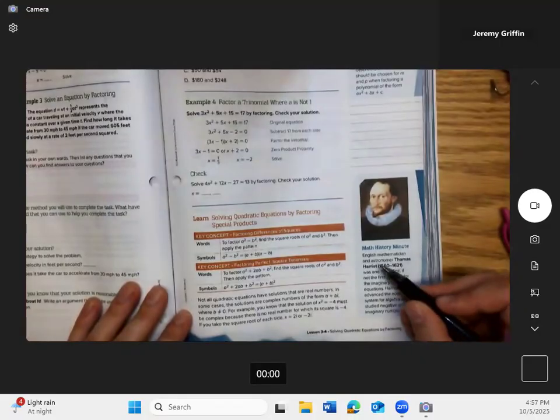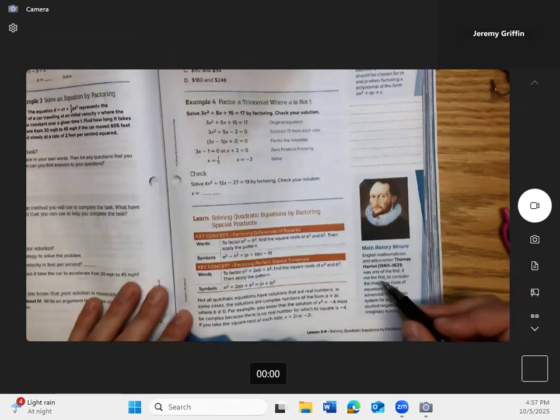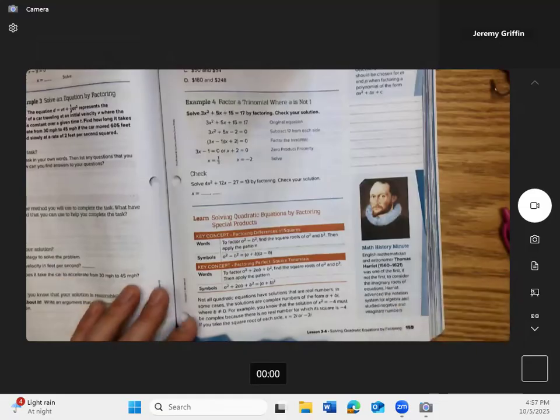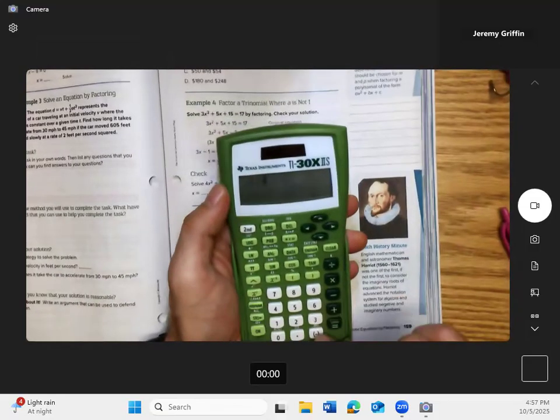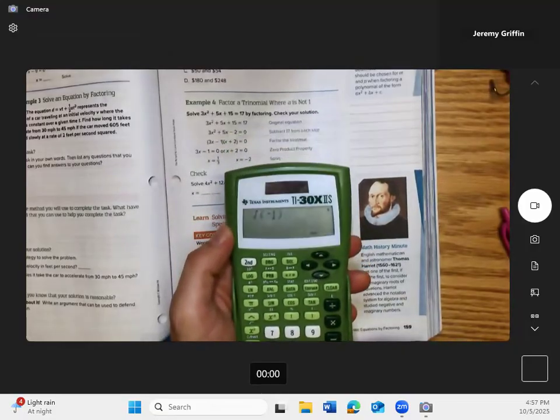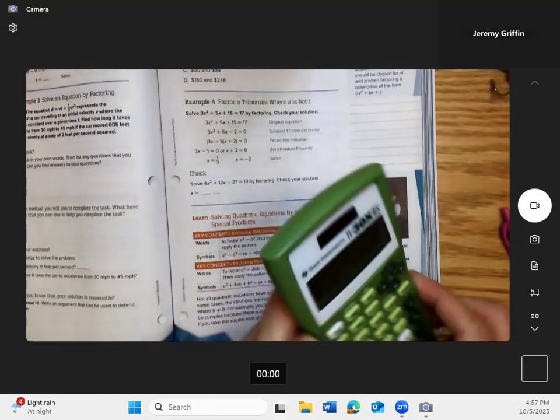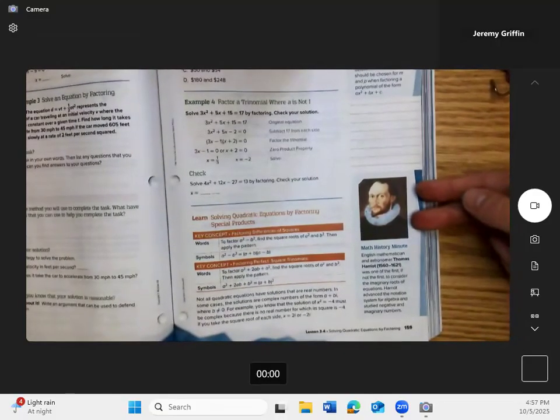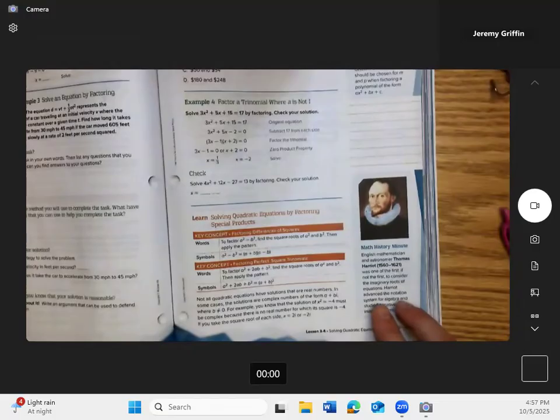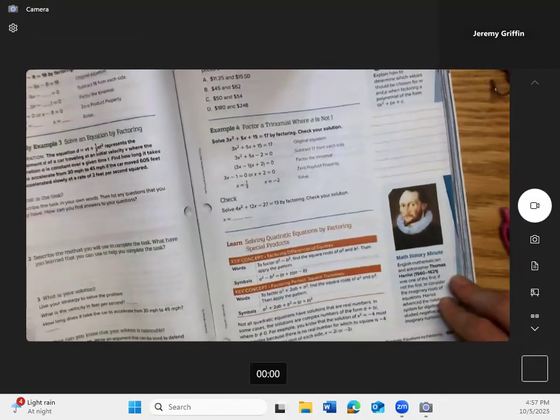Math History Minute. English mathematician and astronomer Thomas Harriot was one of the first, if not the first, to consider imaginary roots to equations. You guys remember that last week? Like the square root of negative 1? If you try that in your calculator, the square root of a negative value, the calculator doesn't actually know. But we were calling that i, working with that. So that actually probably comes from this guy right here. Harriot advanced the notation system for algebra and studied negative and imaginary numbers. It's pretty cool.